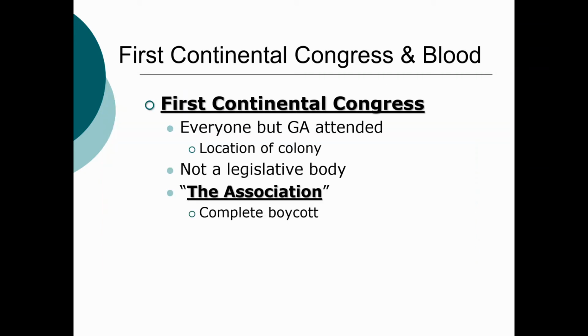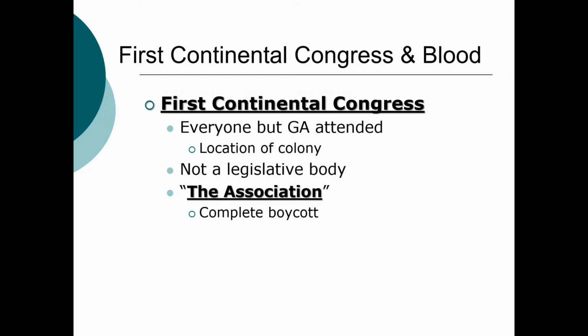What's going to happen is after the Intolerable Acts, the colonies are going to want to have a unified action. They're going to call the First Continental Congress. Everybody but Georgia will attend. Georgia needed the British Army to protect them from Spanish and Native American attacks.